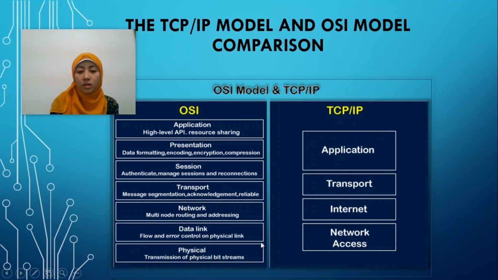So here, as you can see, the network access layer in TCP/IP is equivalent to data link and physical, and then the internet layer is the network layer, then transport is transport, and then the application layer consists of the presentation and session layers of the OSI model.